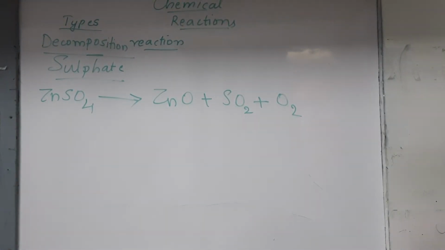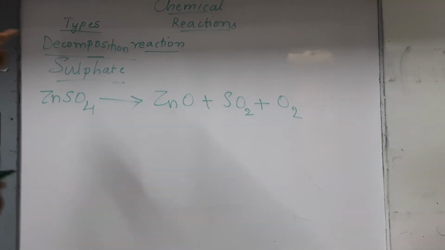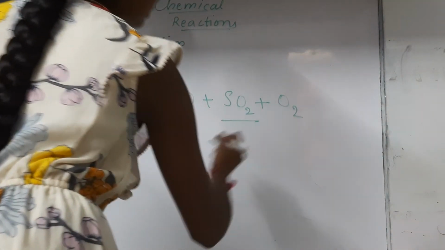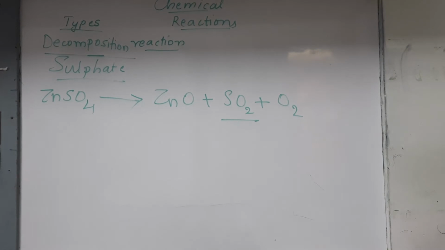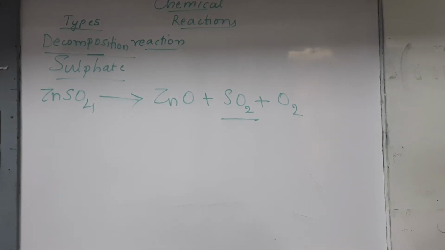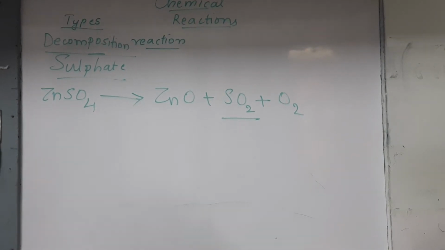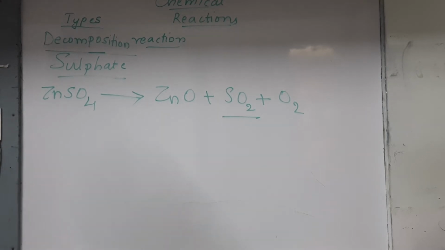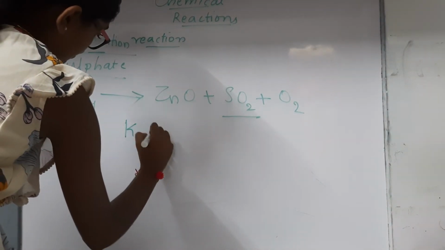So here also there is a test for oxygen. One observation will be the test for oxygen. The other observation is the test for SO2. There are two tests for SO2. The first one: when SO2 is passed through acidified K2Cr2O7.